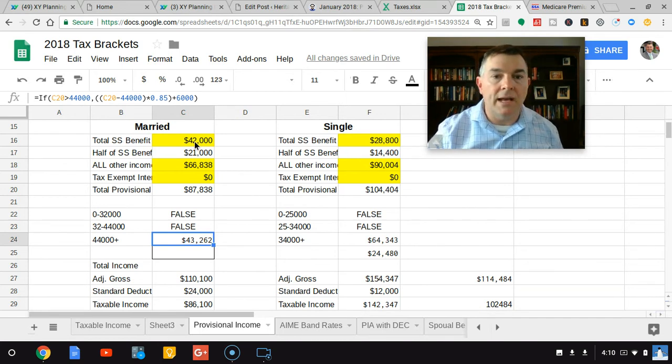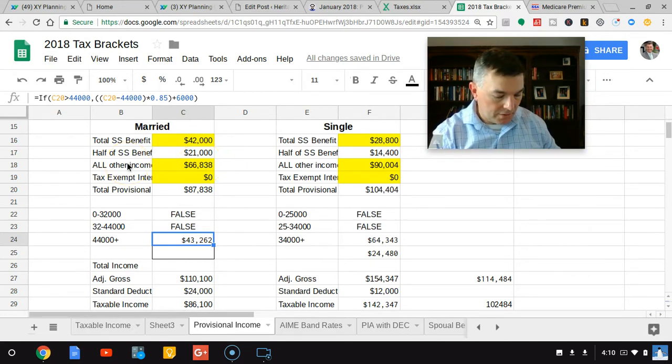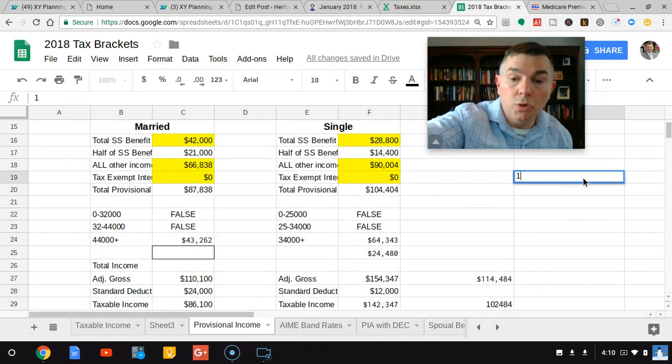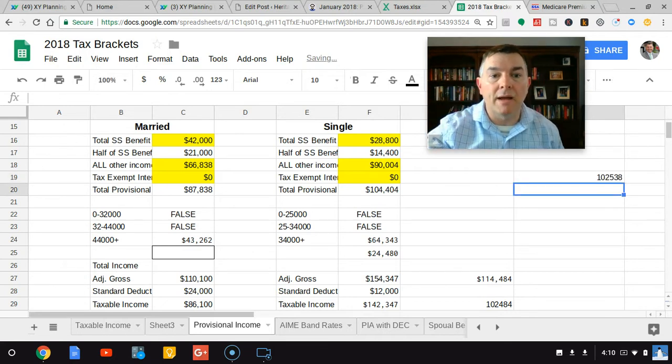So we take 35,700, we add it to 66,838, which gives us a total of, I'm just going to write over here, 102,538. That's their total taxable income, 102,538.